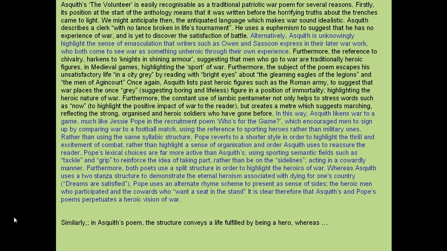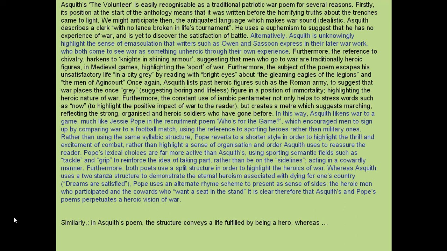Asquith's A Volunteer is easily recognisable as a traditional patriotic war poem for several reasons. Firstly, its position at the start of the anthology means it is written before the horrifying truths about the trenches came to light. We might anticipate then the antiquated language which makes war sound so idealistic. Asquith describes a clerk with "no lance broken in life's tournament". He uses a euphemism to suggest that he has no experience of war and has yet to discover the satisfaction of battle. Alternatively, Asquith is unknowingly highlighting the sense of emasculation that writers such as Owen and Sassoon express in their later work, who both come to see war as something unheroic through their own experience. Context being used again.